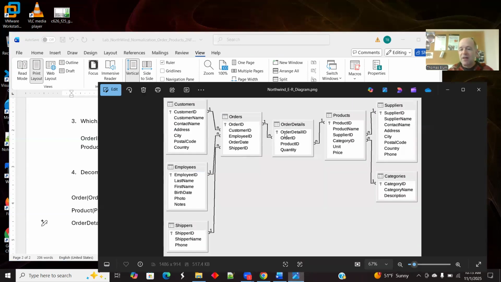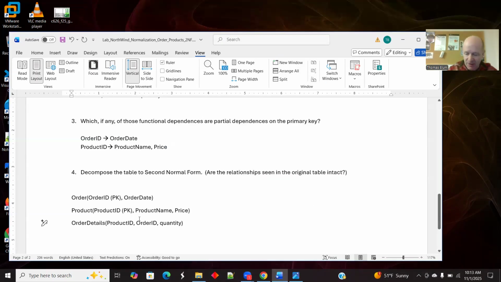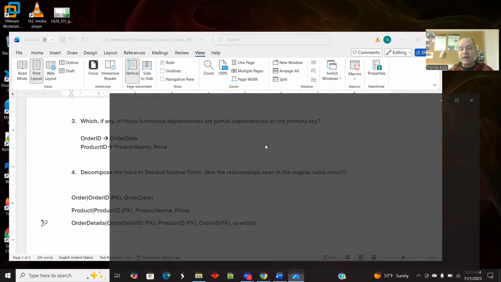So let's again stick with what we're trying to resurrect. We're trying to bring back this Northwind. So let's do what they do, which is order detail ID. So they introduce for this table an ID, a primary key, a single field primary key, and then these are foreign keys. I'll label them as foreign keys.